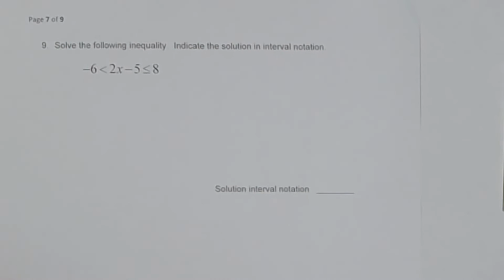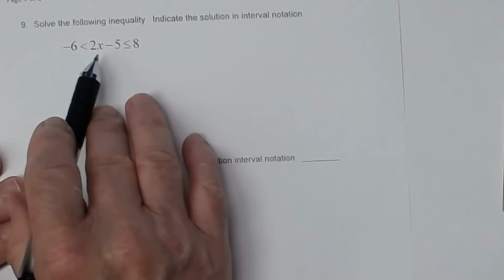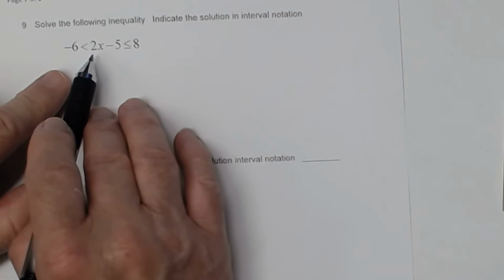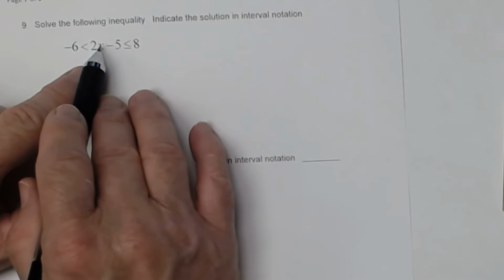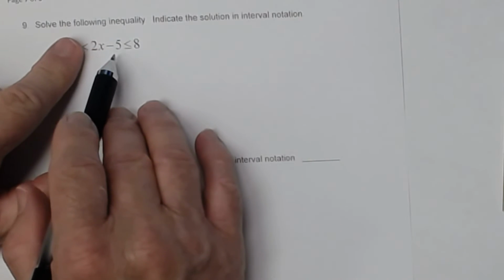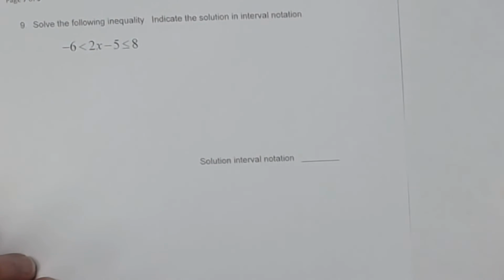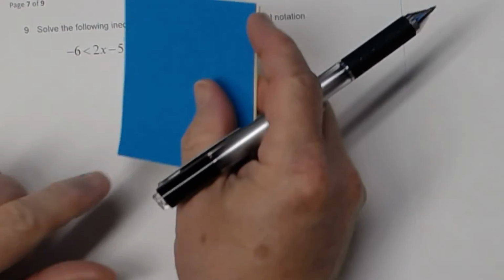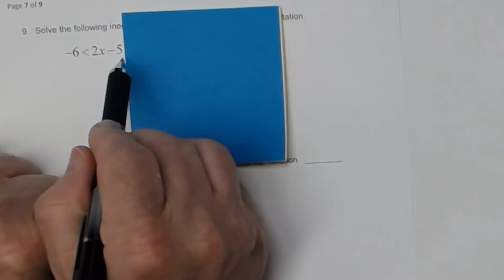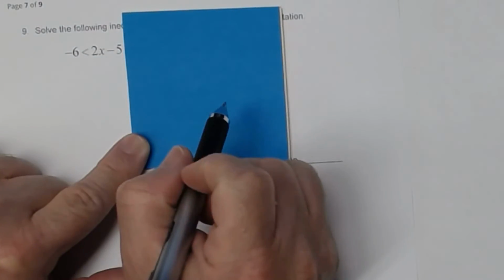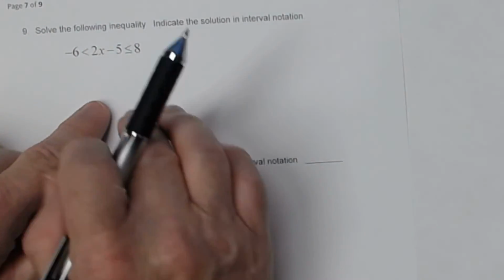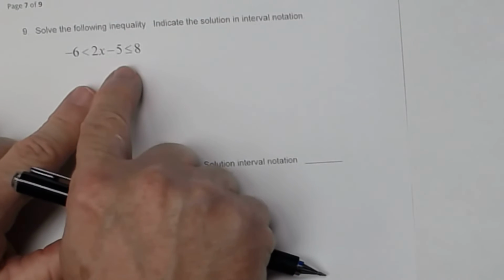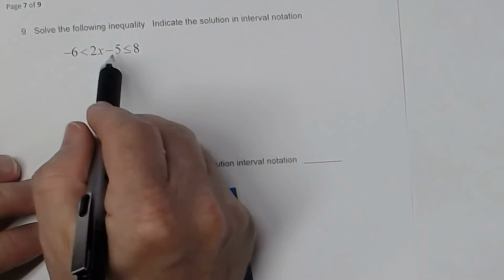All right, so number 9, we have this compound inequality. Now, this compound inequality, I want you to notice that the variable expression is in the middle. So if I cover this part up, you have 2x minus 5 is less than or equal to 8, and at the same time, 2x minus 5 has to be greater than -6. So for this compound inequality, it's more efficient if you get x in the middle.